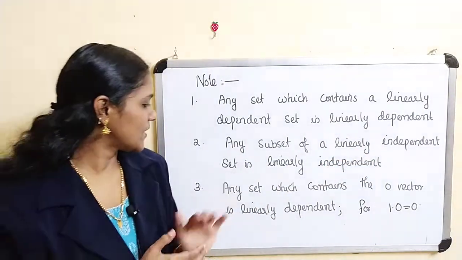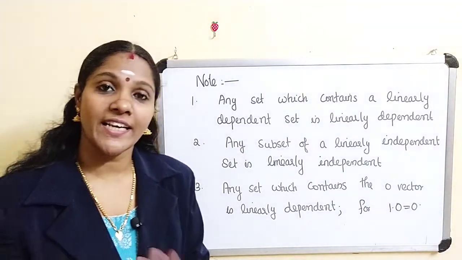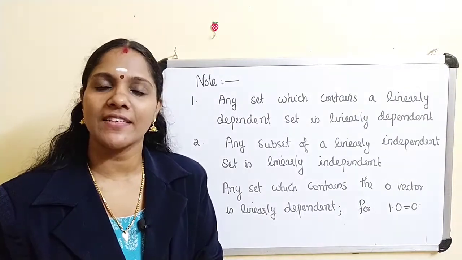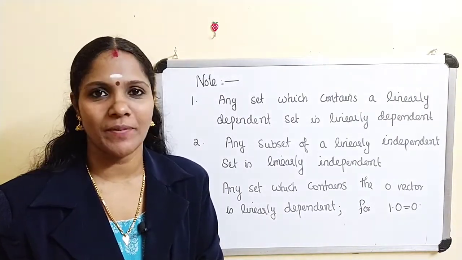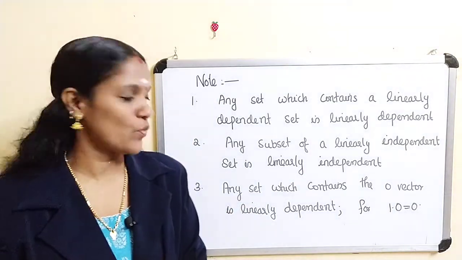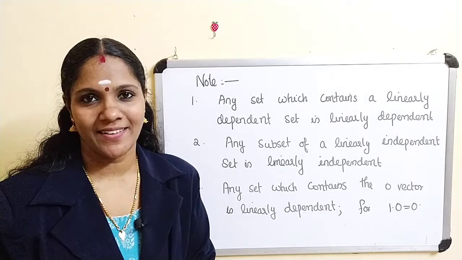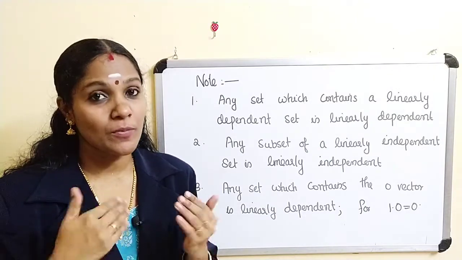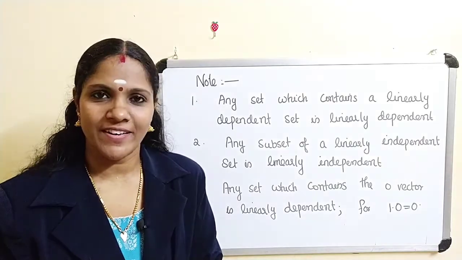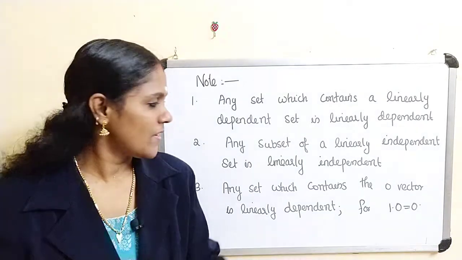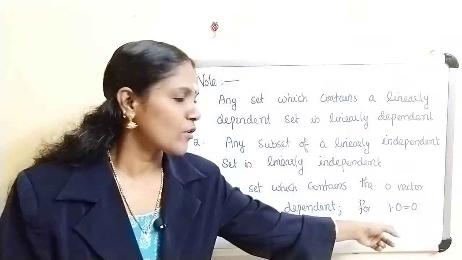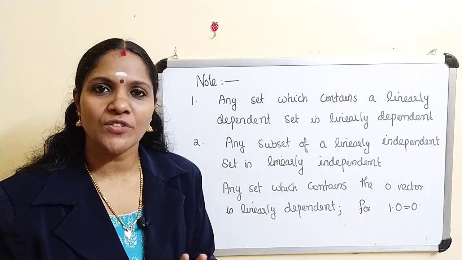Now the third property: any set which contains the 0 vector is linearly dependent. Why? Suppose there is some set alpha 1, alpha 2, etc. alpha n, and some alpha i is 0. Then if you take the coefficient of that alpha i to be some non-zero number, say 1, then 1 into 0.